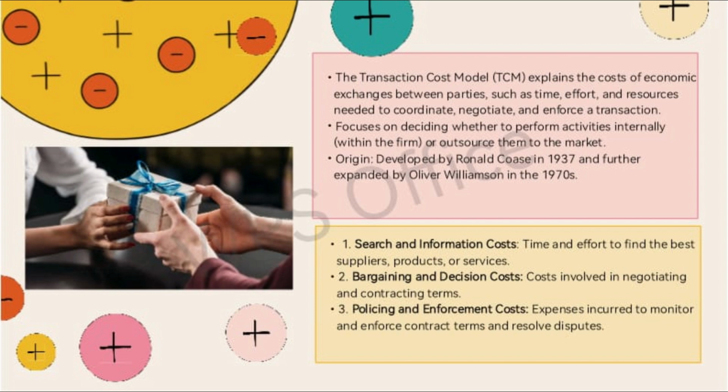Origin. Developed by Ronald Coase in 1937 and further expanded by Oliver Williamson in the 1970s. We can identify three types of costs. 1. Search and information costs: time and effort to find the best suppliers, products, or services. 2. Bargaining and decision costs: costs involved in negotiating and contracting terms. 3. Policing and enforcement costs: expenses incurred to monitor and enforce contract terms and resolve disputes.